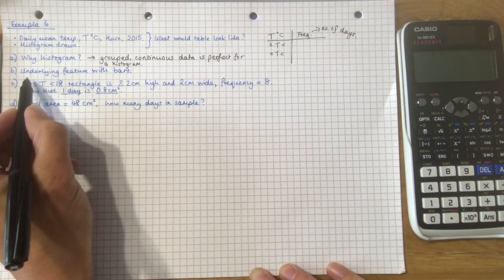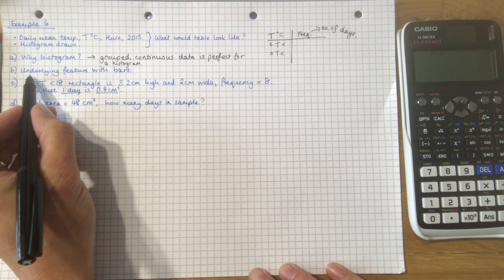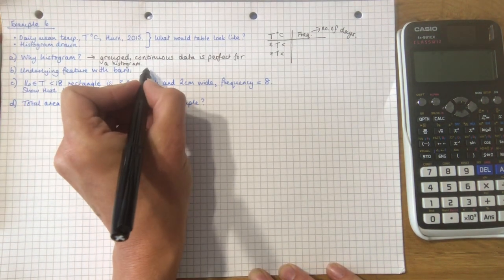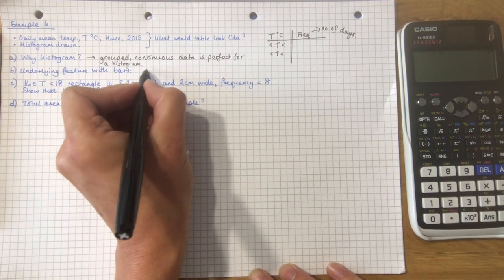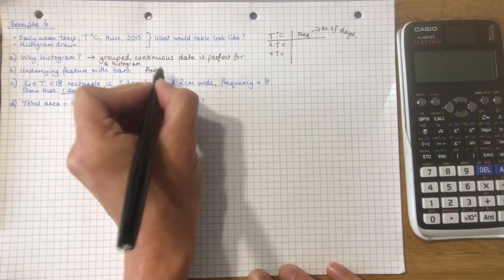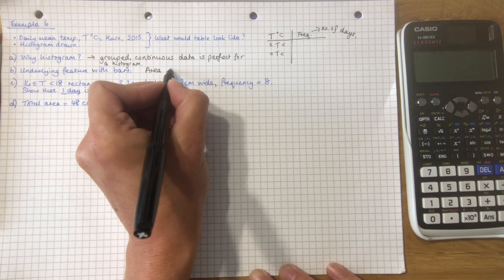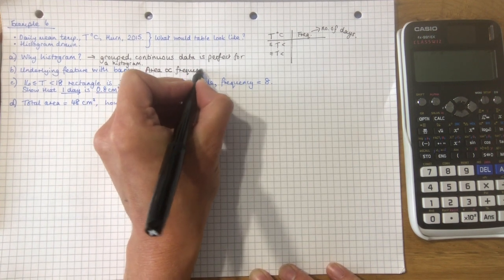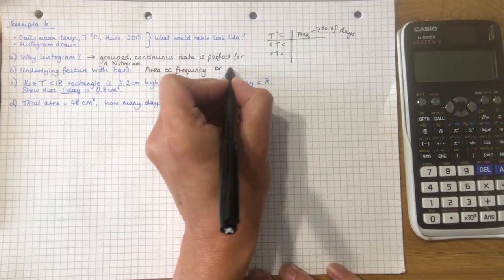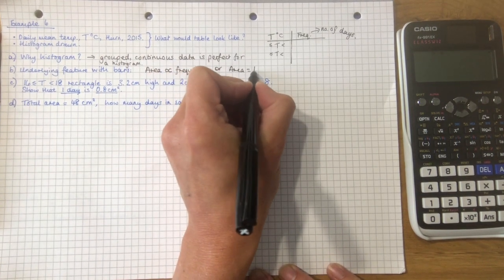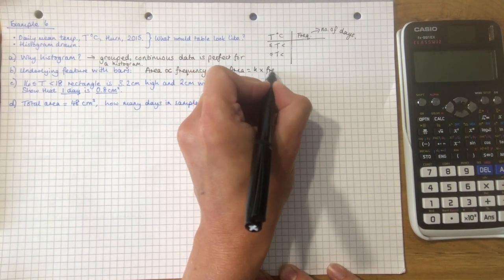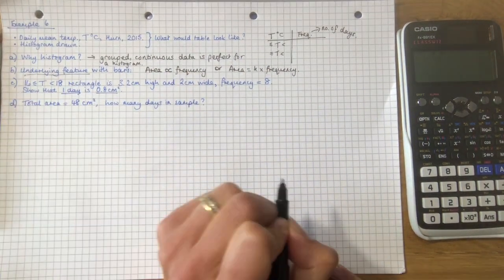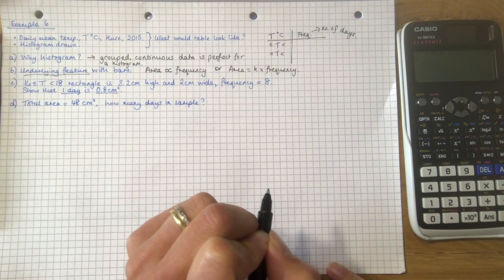Next one, write down the underlying feature associated with each of the bars in a histogram. Well, this is the fact that we talked about on the last page, which is that for each bar, the area is proportional to the frequency. And we can write that like this as well. Area is K times the frequency. That's the underlying feature associated with the bars on a histogram.